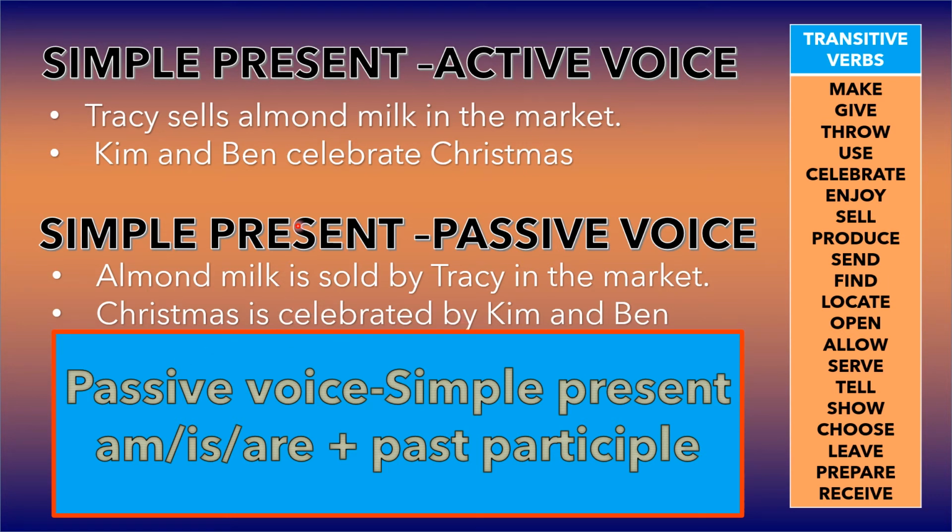Almond milk is selling, but that wouldn't make sense. Then we will have to say Tracy is selling almond milk. And that's a situation that maybe is happening right now because it will be present continuous. But what I am trying to actually focus on is that you should not get confused. That's why I mentioned before that you need to know the tenses. Because when you see sells, this is simple present. And when you see is sold by, you have to know this is passive voice. So you shouldn't get confused.